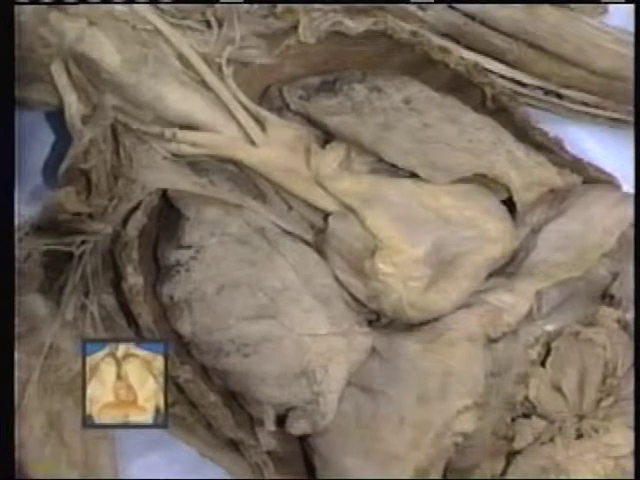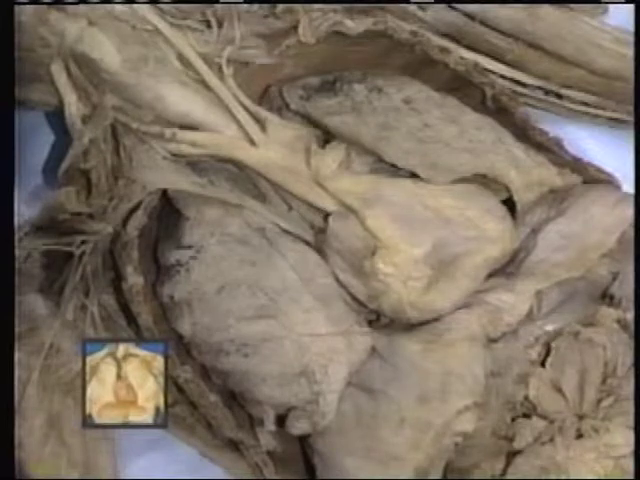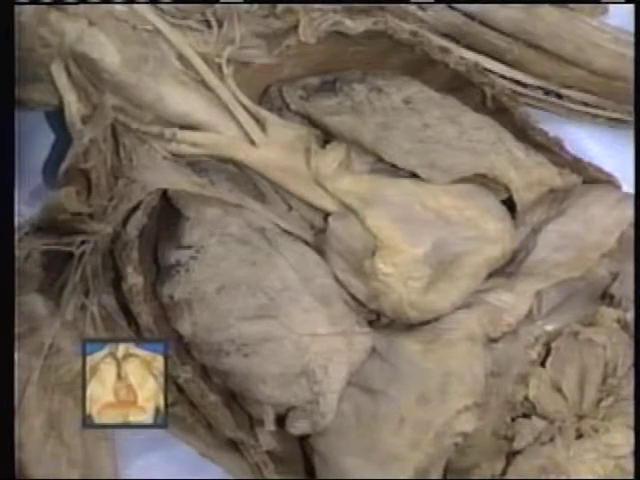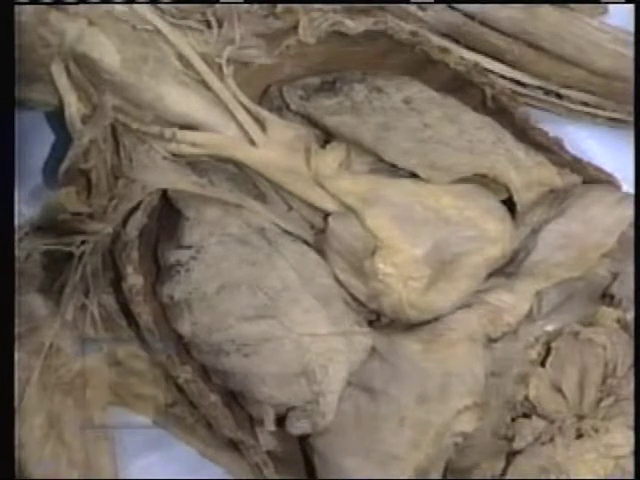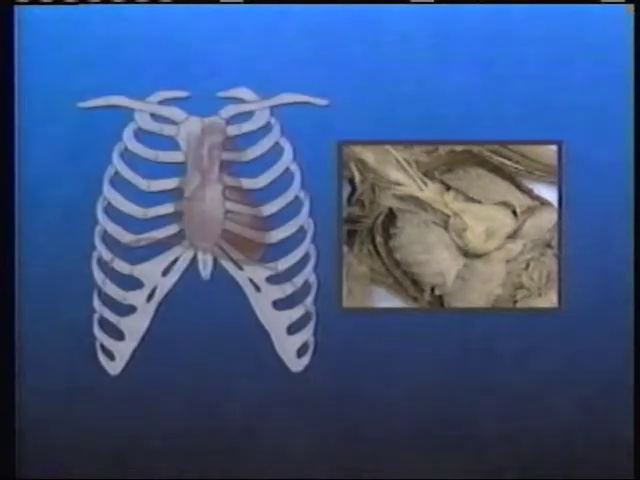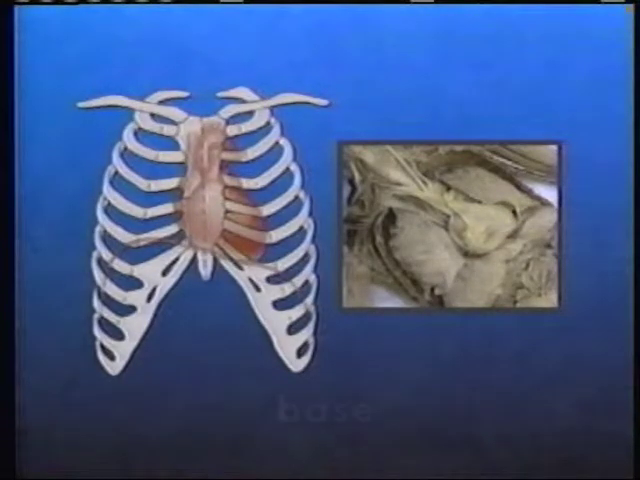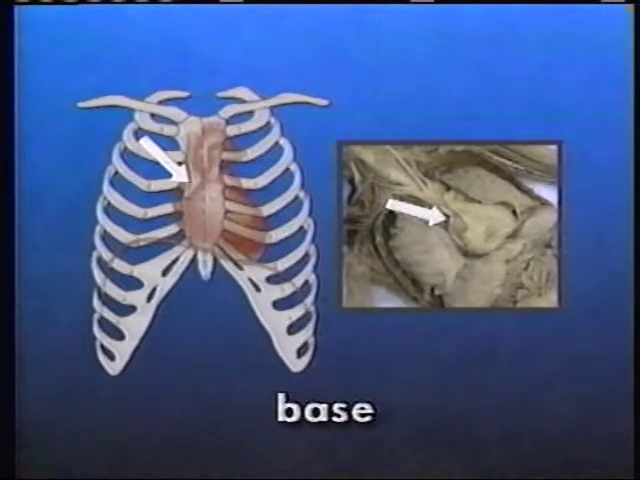In this specimen, the pericardium is removed to show the relative positions of some of the external features and associated great vessels of the heart. The apex is pointed downward and is about 8 centimeters to the left of the midline near the 5th intercostal space. The region where the great vessels exit and enter the heart superiorly is the base. It lies at about the level of the 3rd costal cartilage.